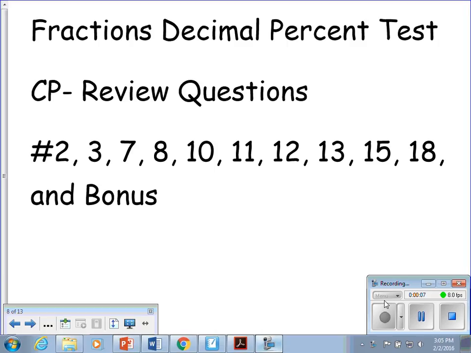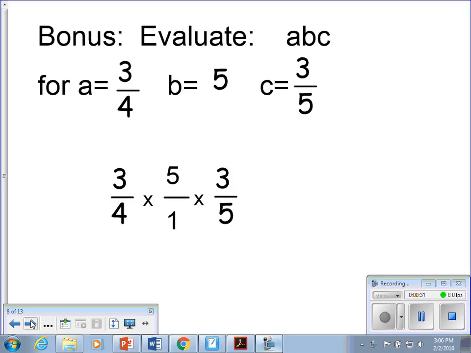This is for my CP class, so if you are in my first or sixth period, we're going to go over some questions that were on our test, the fractions, decimals, percents test. So we're going to start with the bonus, and then we're going to solve the rest of these questions as well, as we don't have time in class to go over all of them. Let's take a look at the bonus.